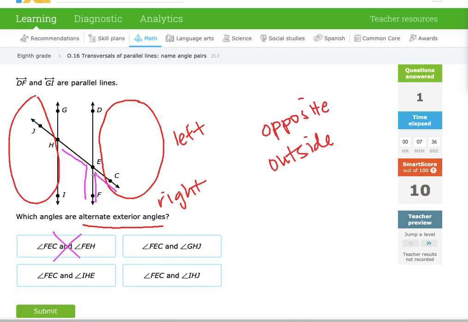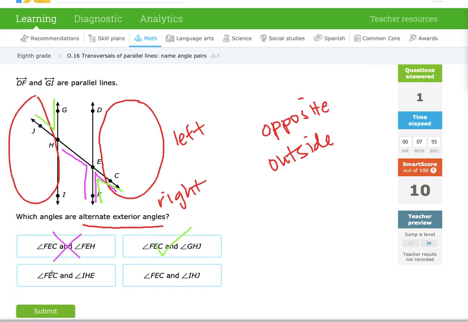Angle FEC and GHJ. Oh, hey, they're both on the outside, and one's on the left, one's on the right. Okay, that one works. Let's try another one.